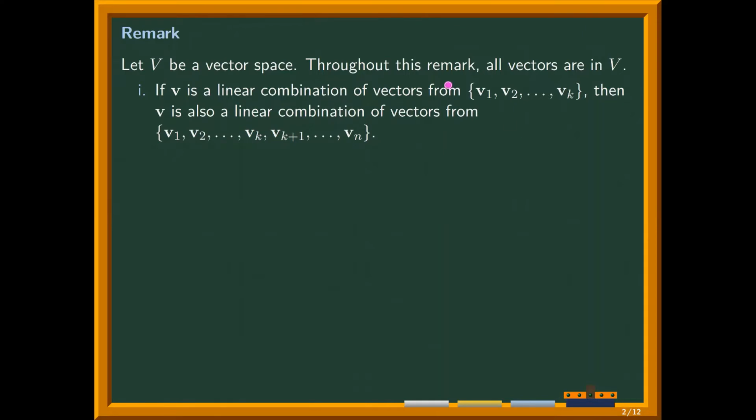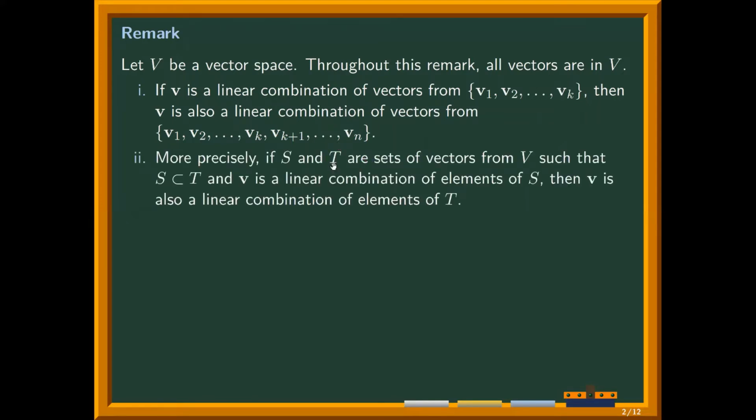also a linear combination of vectors from v1, v2 up to vk, vk plus 1, up to vn. Meaning, v is also a linear combination of vectors from a larger set containing the given v1, v2 up to vk. This is because you can just append these vectors with zero weight, with zero scalars. And more precisely, if you have sets S and T of vectors from V such that S is contained in T and v is a linear combination of elements of S, then v must be a linear combination of elements of T.